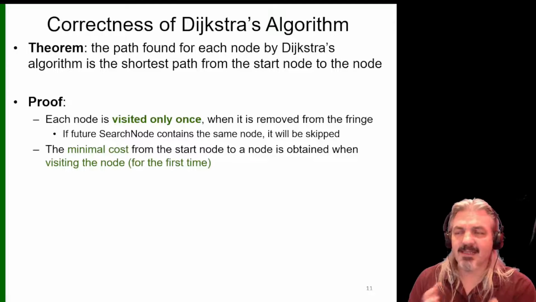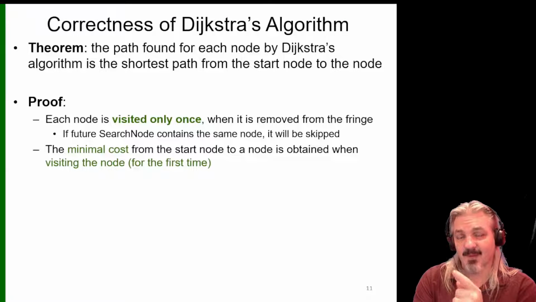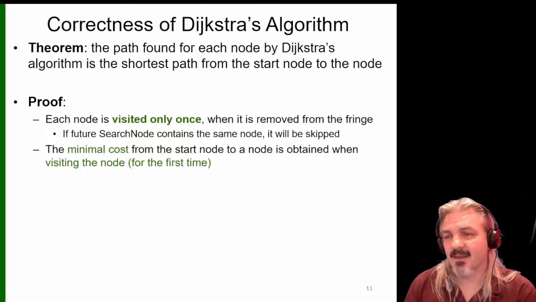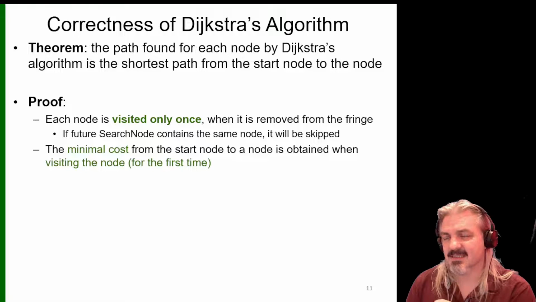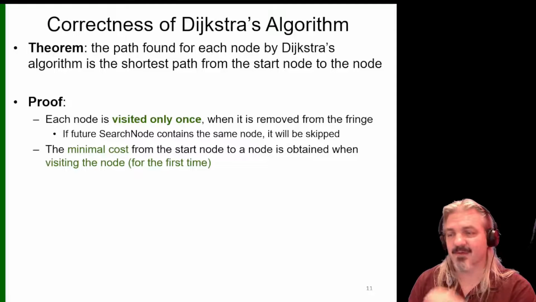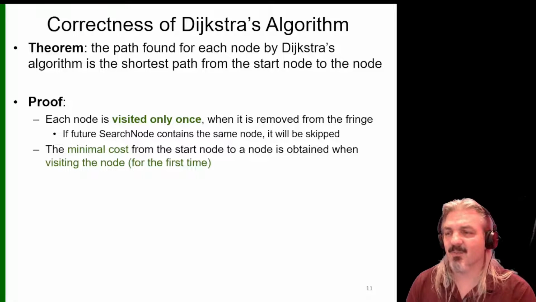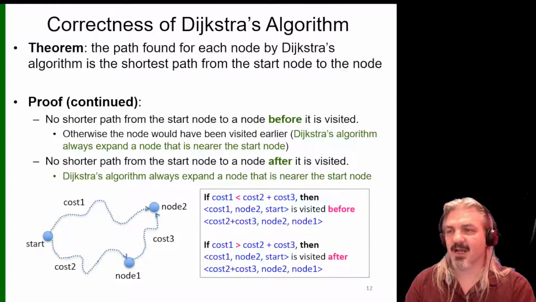So the idea here is that each node is visited only once, because we check by that if statement. When it's removed from the fringe, it then changes its state from unvisited to visited, and so it won't be removed a second time. If a future search node contains the same node, it will be skipped. That's how we get rid of those. The minimum cost from the start node to a node is obtained when visiting that node, because we always search for the shortest path, right?